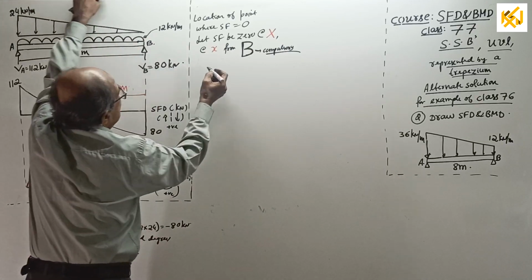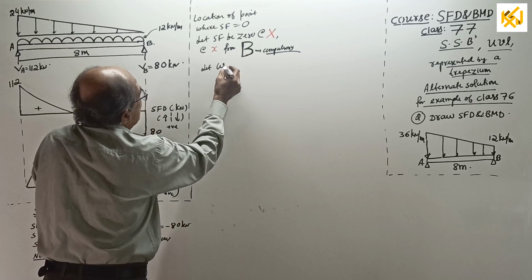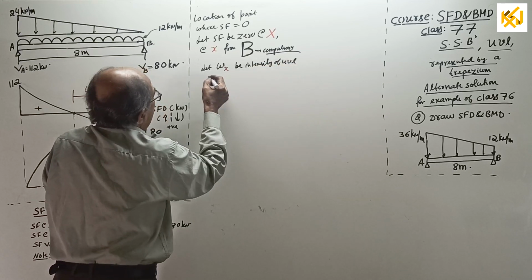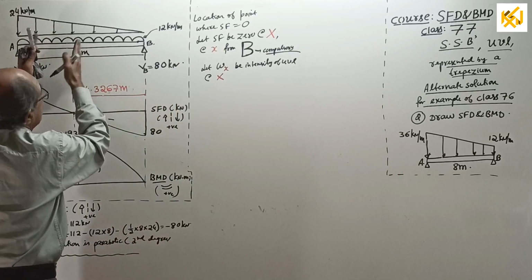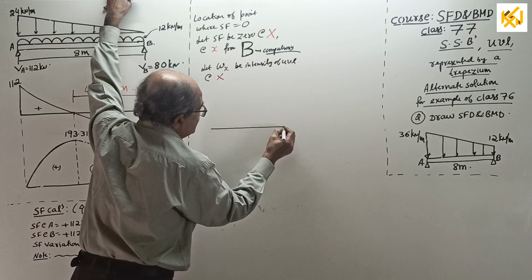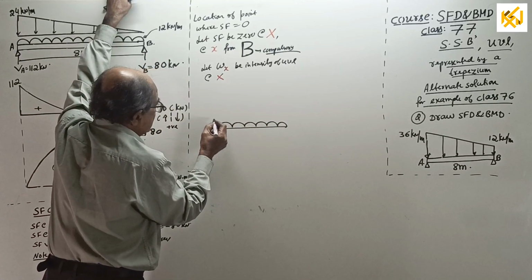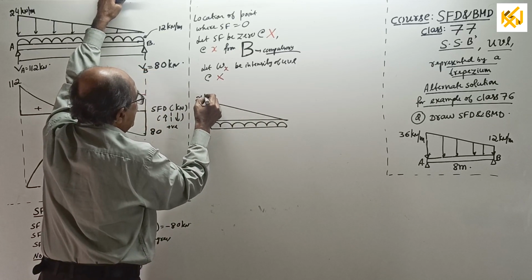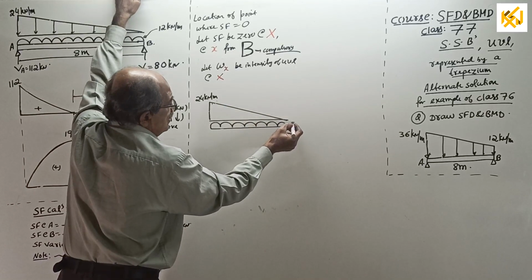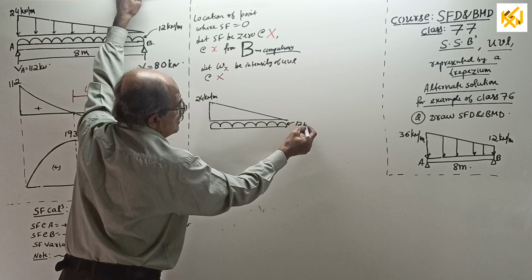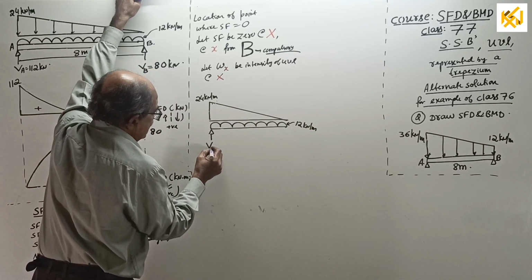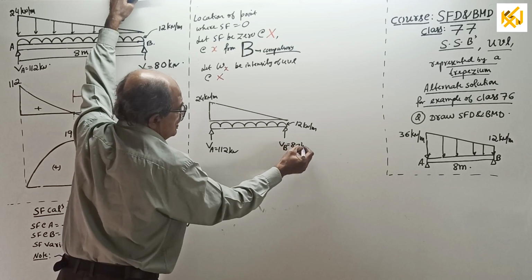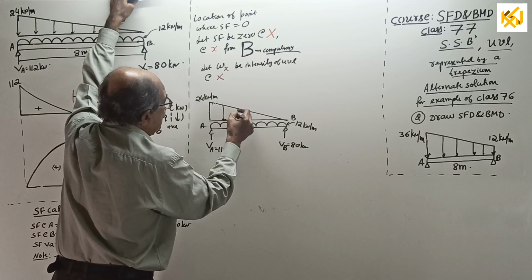Next, further, let W suffix x be the intensity of UVL at x. Now, I don't want to disturb that diagram, so I will write everything once again here, as a sketch, to understand better. There is a UDL here, 12 kN per meter. This is 24 kN per meter UVL. Now, the UVL is only a triangle. This is reaction VA equal to 112 kilonewton. Reaction VB equal to 80 kilonewton. Point A and point B. This is for complete and thorough understanding.